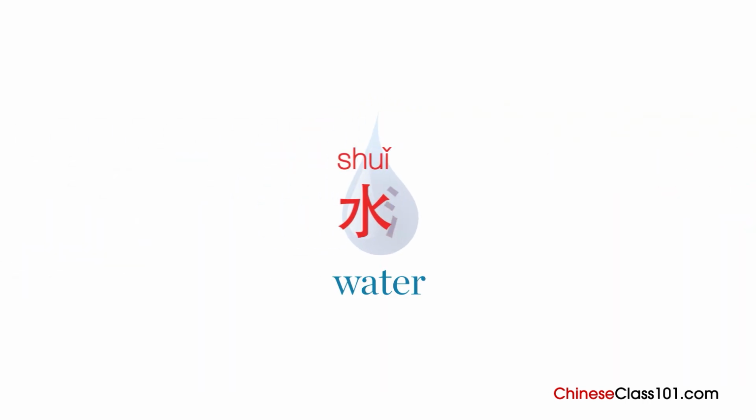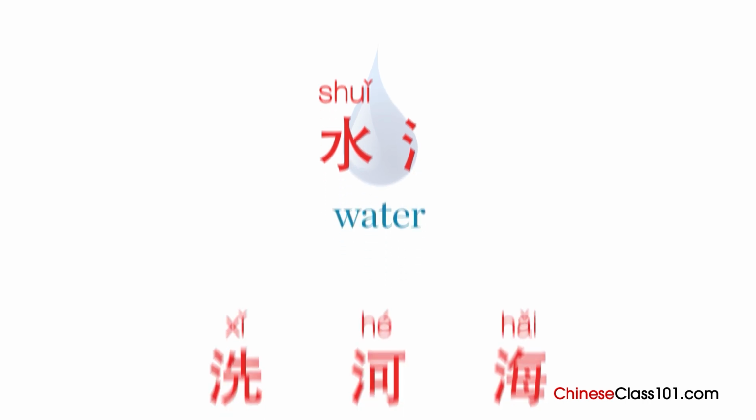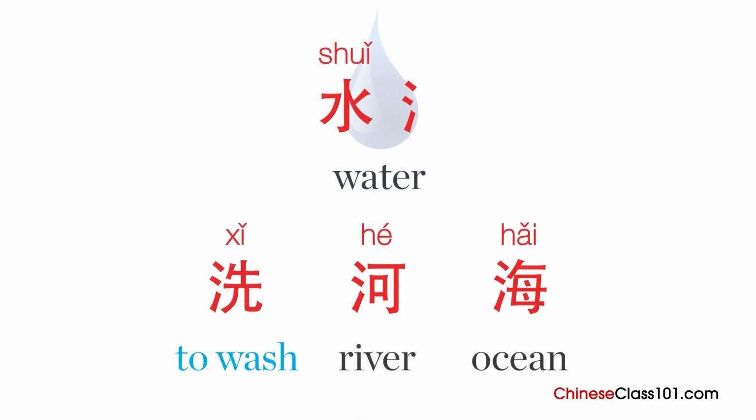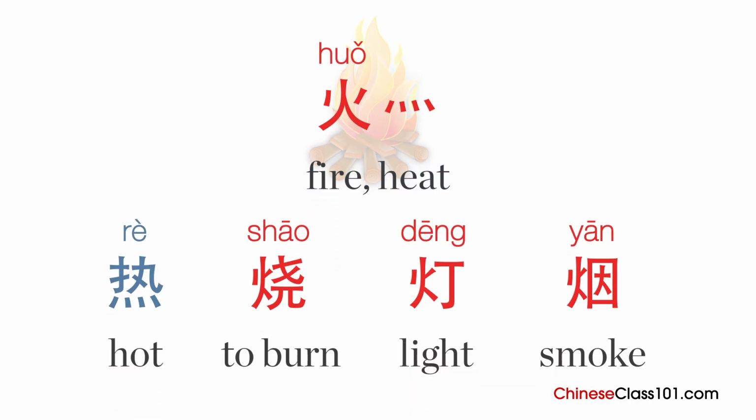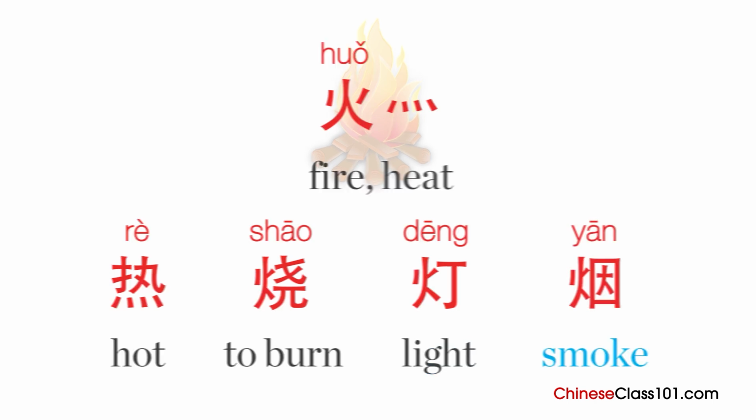水 means water. This radical is its variation. When you see them in a character, it usually means the character has something to do with water. 洗 to wash, 河 river, 海 ocean. 火 means fire, and this radical is its variation. When you see 火 and this radical, the character usually is related to fire or heat. Some examples are 热 hot, 烧 to burn, 灯 light, and 烟 smoke.